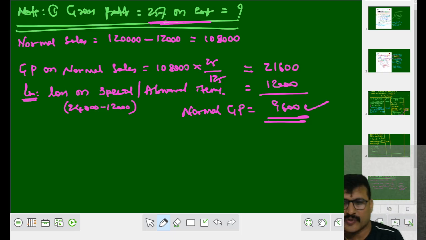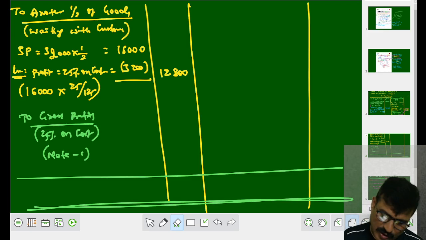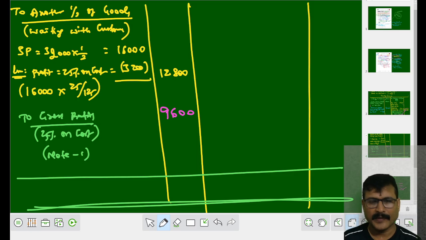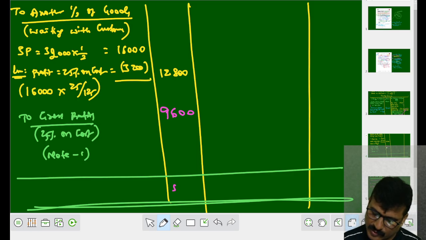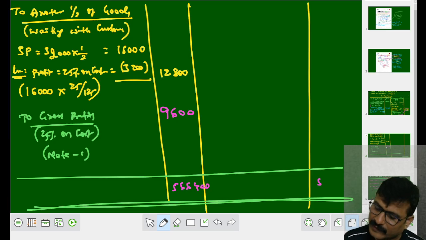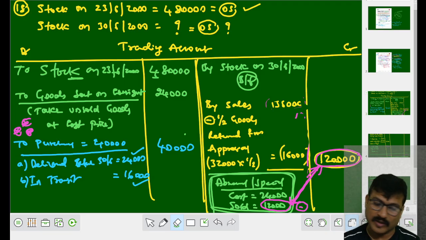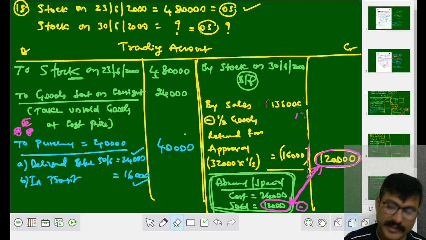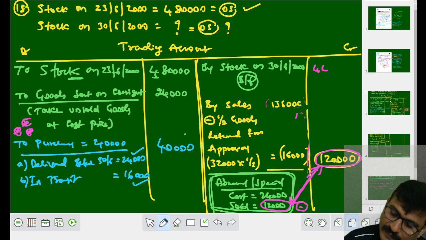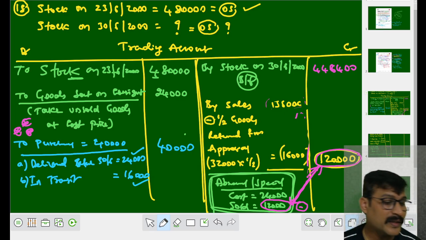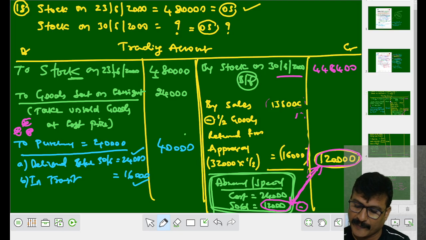Did you understand, my dear students? Now we have to take this gross profit as 9,600. Now you work out the total. The total comes to 5,66,400. The difference comes to how much? 4,46,400. This is the amount of your closing stock on 30th June 2020.